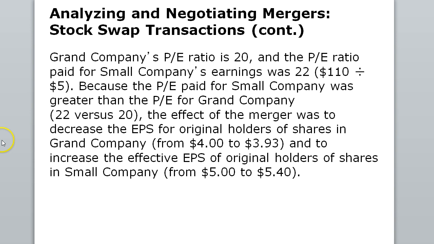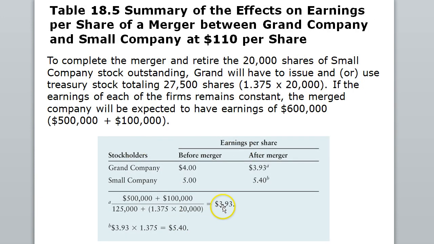Okay. So Grand Company's PE ratio is 20, and the PE ratio paid for small company earnings per share was 22. We find this by taking the 110 divided by 5, its earnings per share. Because the PE ratio paid for small company was greater than the PE ratio paid for Grand Company, the effect of the merger was to decrease the earnings per share of the holding company, and we see this because we went from $4 to $3.93. If you go back a couple of slides, you can see how we calculated $3.93 here.